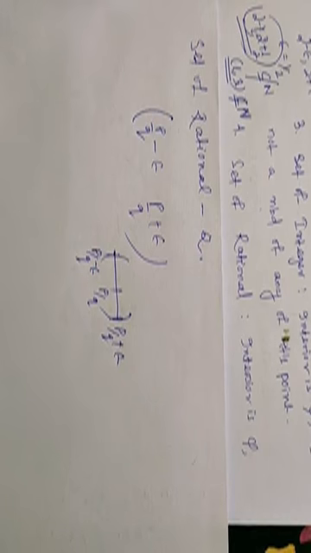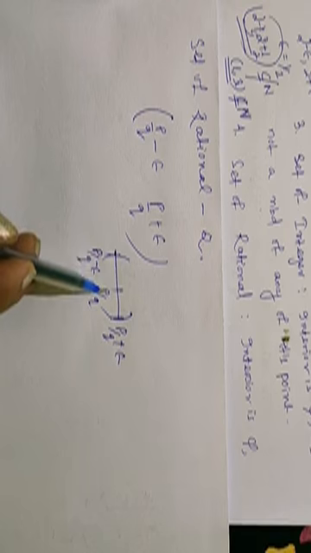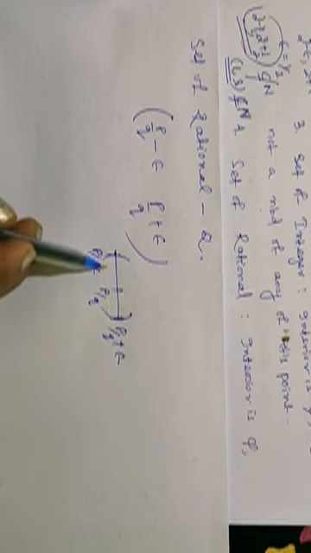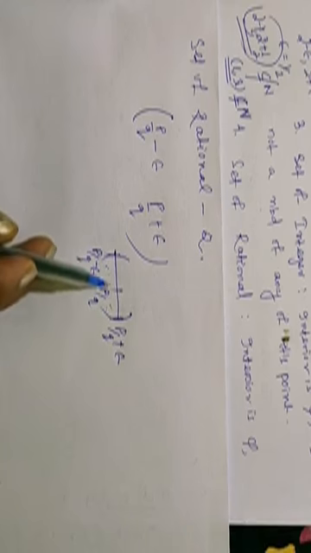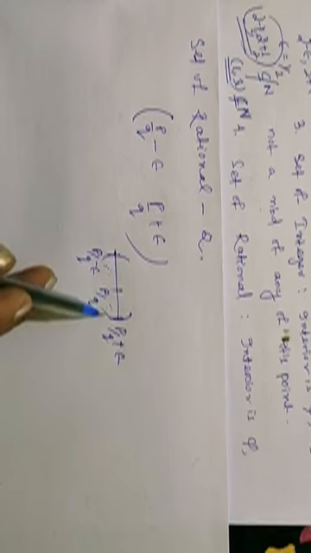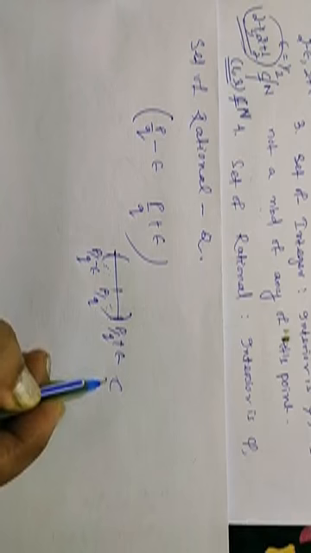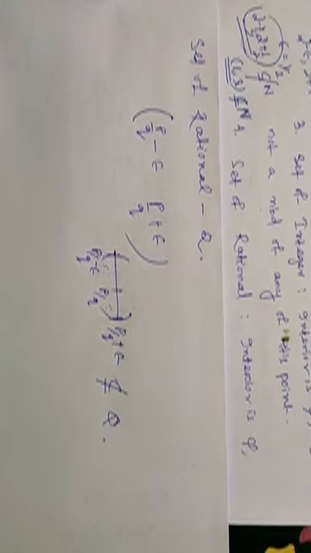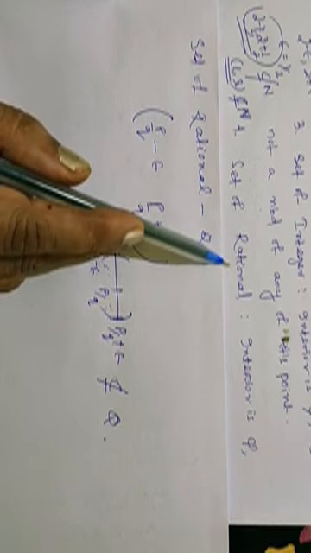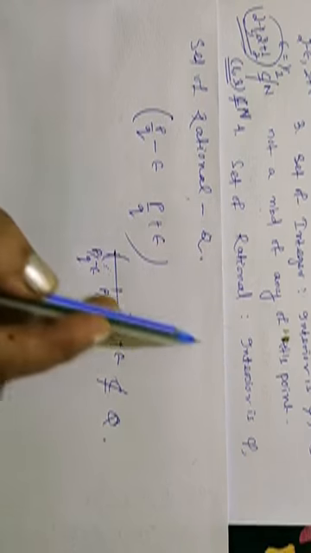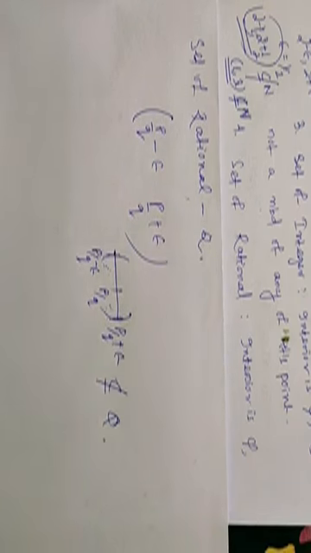If we take this interval, it contains an infinite number of rationals and also an infinite number of irrationals, because there are irrational numbers between any two rationals. So this interval cannot be a subset of Q. So we say that the set of rationals is also not a neighborhood of any of its points. So its interior is also phi.